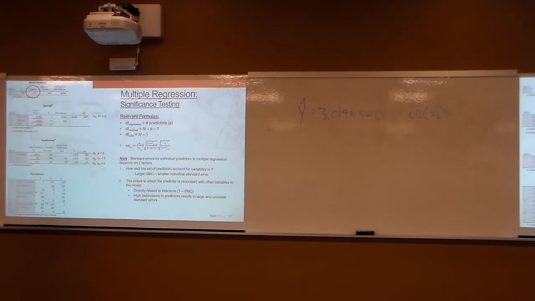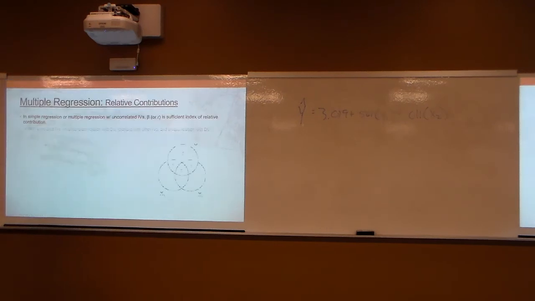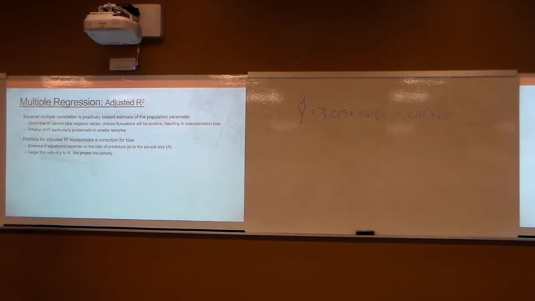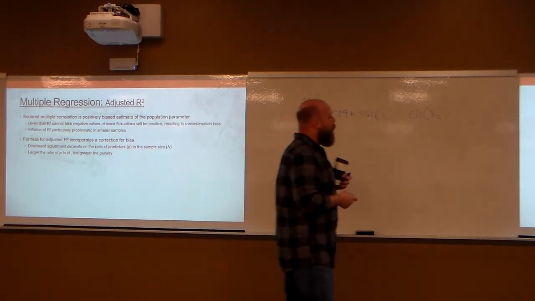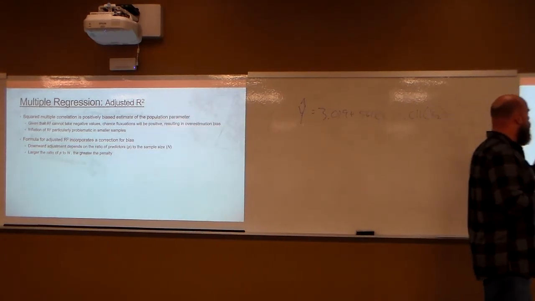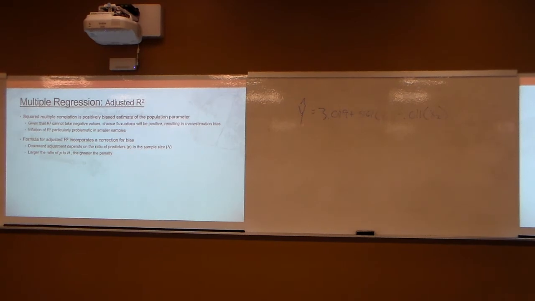So my R squared of 0.617 in a sample of 24, and I'm worried about it. Am I confident that that's a precise estimate of my population value? No, that's problematic. It's too big, right? So what we can do is calculate an adjusted R squared, which incorporates some correction for biases. It's going to depend on my calculation of R squared.